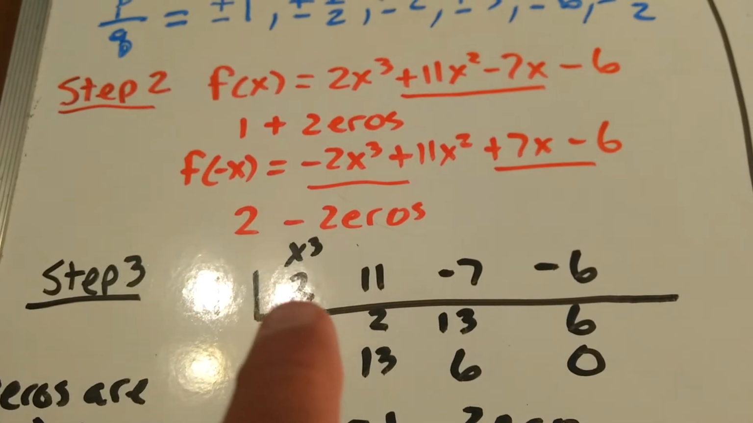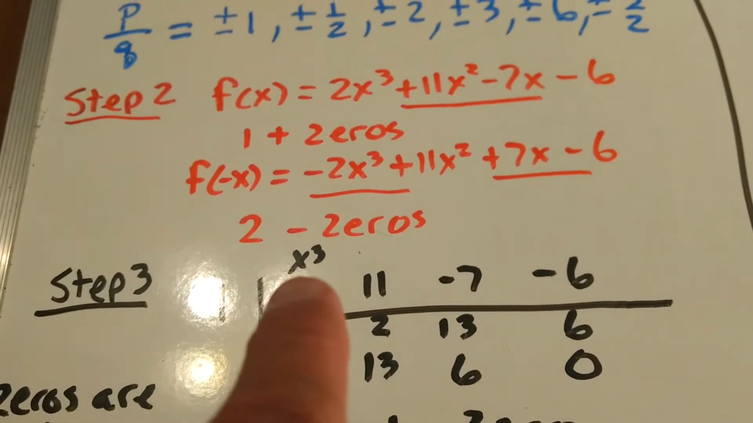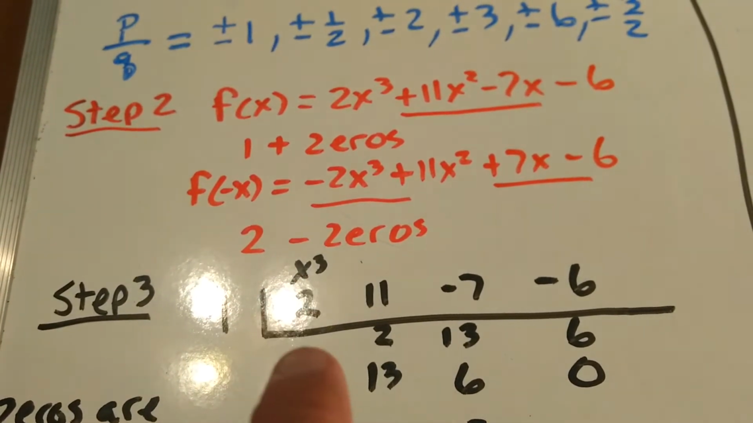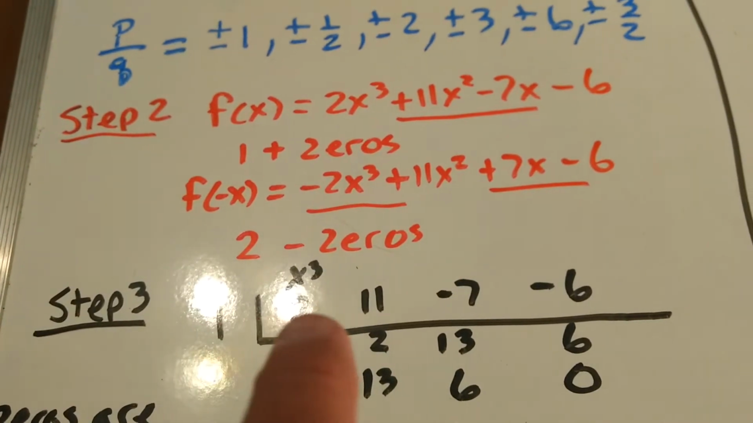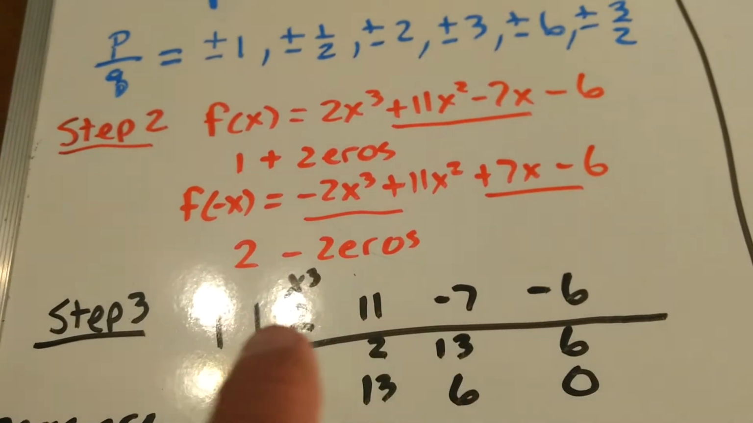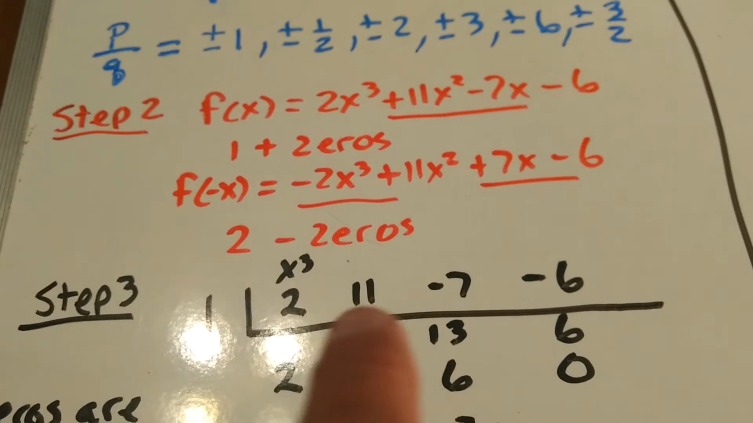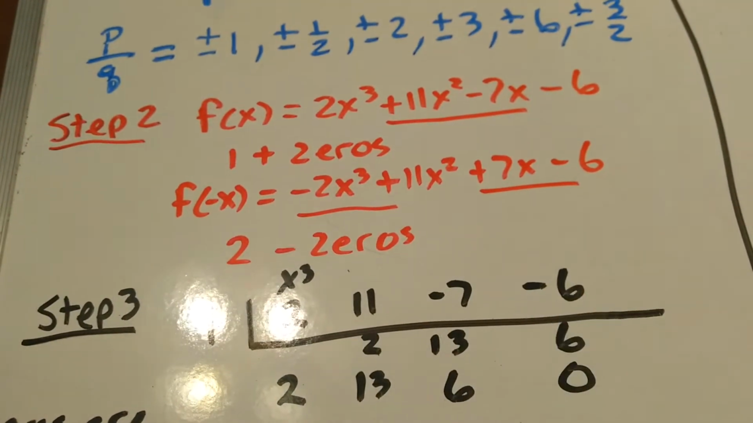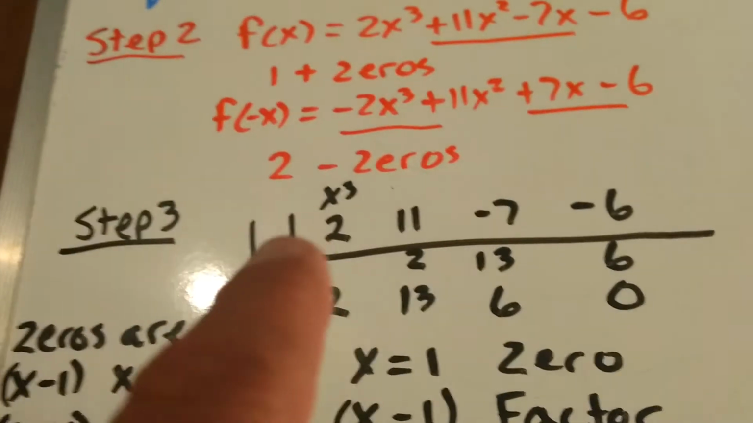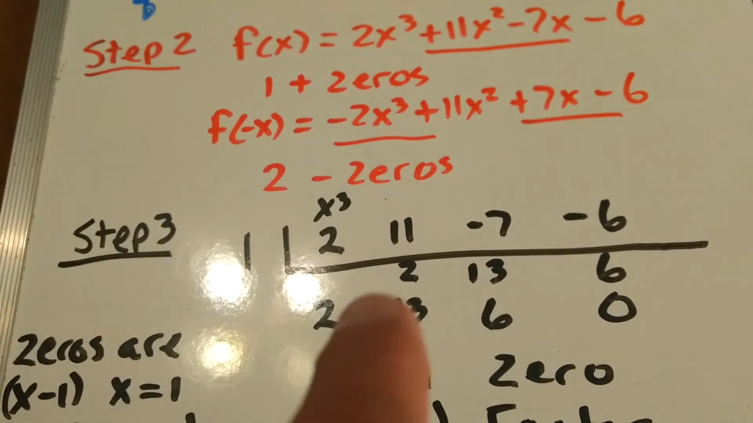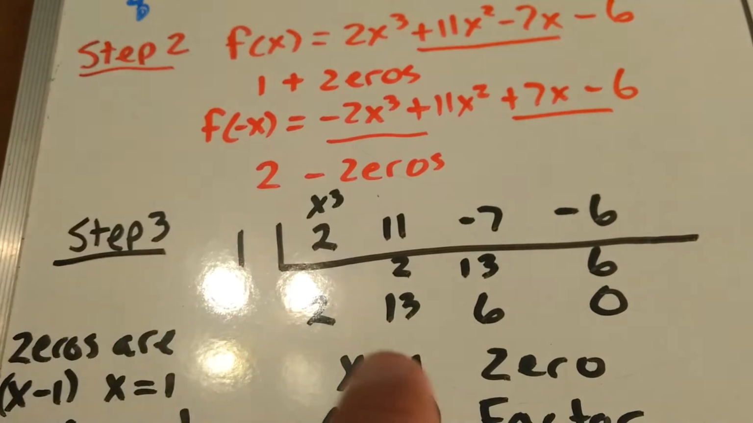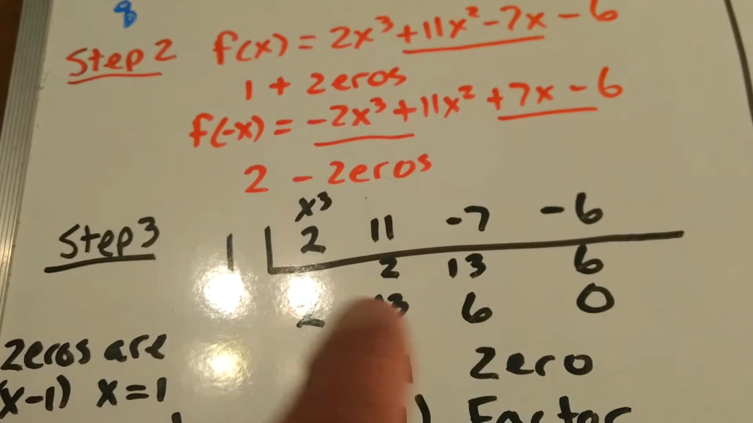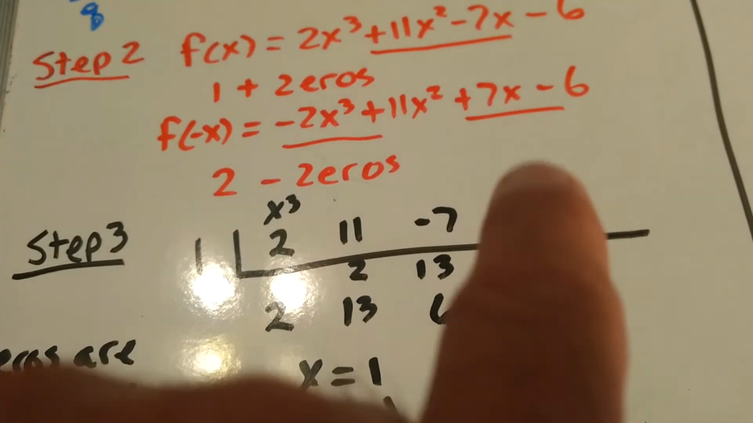So I set it up. Notice I always put what my leading term is. It's x cubed. So I have 2, 11, negative 7, negative 6. Remember, this must be in positive descending order. So x cubed, x squared, x to the first power, no x. And I do my synthetic division. Drop the 2, multiply 2 and 11 is 13. Multiply 13 and negative 7 is 6. 1 and 6 gives me 6, gives me 0.